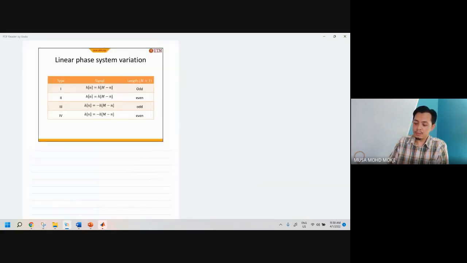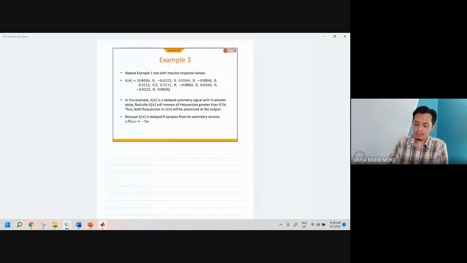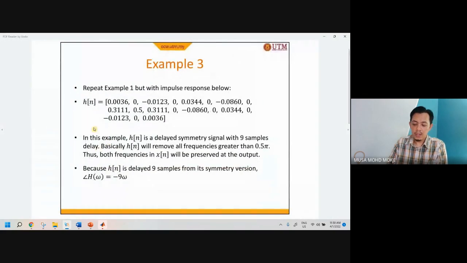But then we do that again using this h[n], and it starts at n equals 0, so it will be causal. In this example, h[n] is a delayed symmetry signal with 9 samples, so we delay it by 9 samples. Basically, h[n] will remove all frequencies greater than 0.5 pi. Thus, both frequencies in x[n] will be preserved at the output.